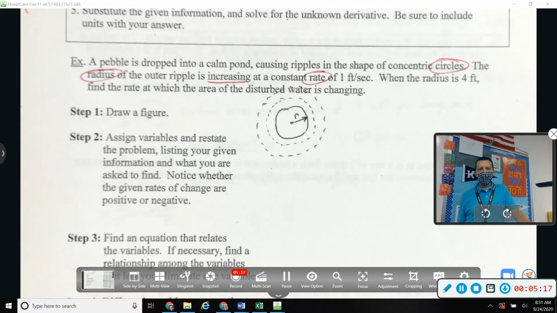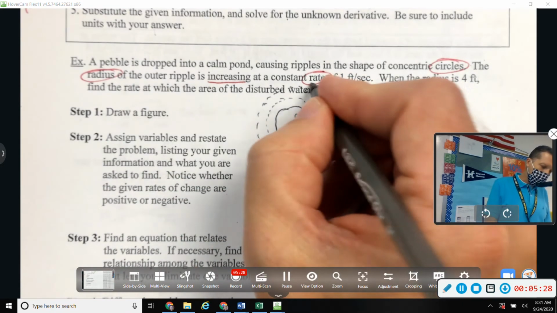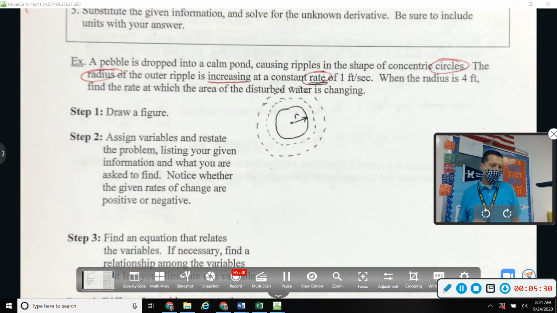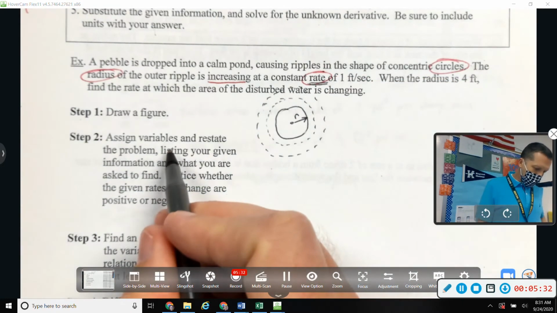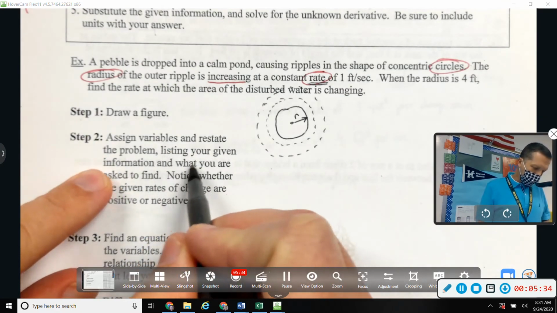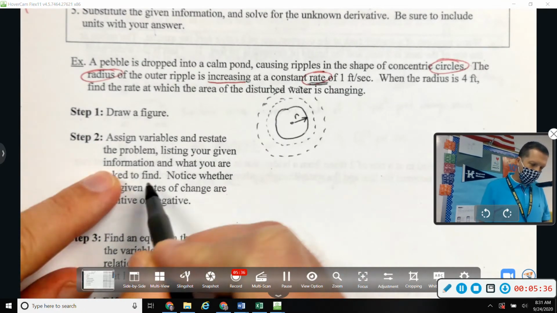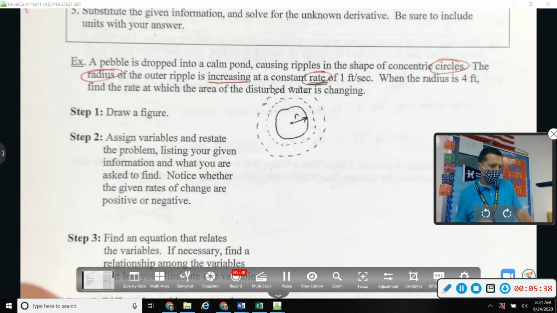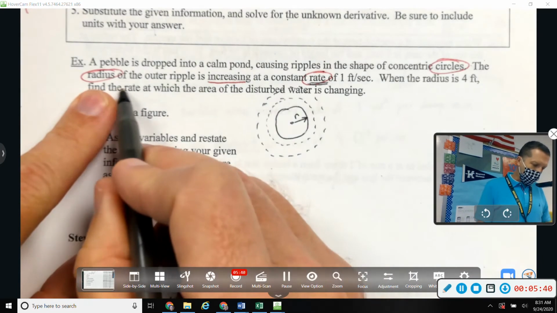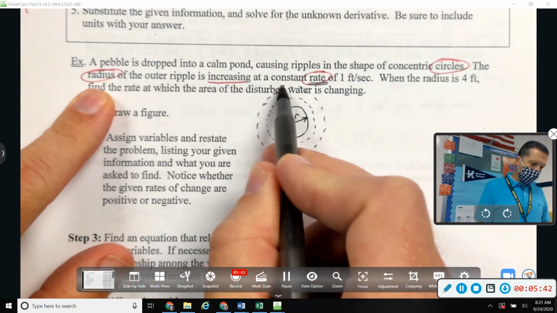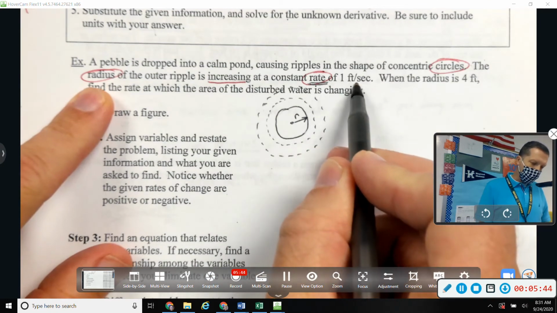Your diagram doesn't have to be that detailed, but stuff is changing, so if you need to, somehow draw that into your picture, because these are all rate problems. Stuff is changing about them. Assign variables and restate the problem, meaning translate all that stuff into math. Right? The radius of the outer ripple is increasing at a constant rate of 1 foot per second.